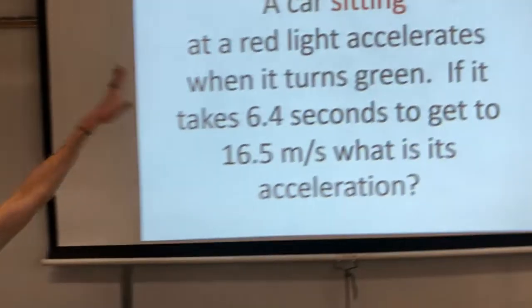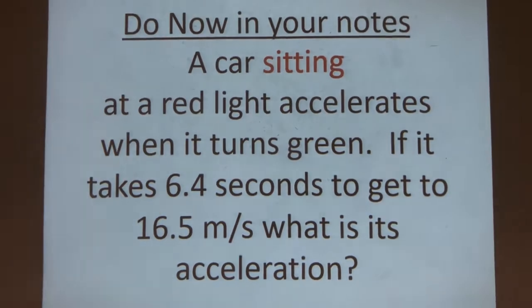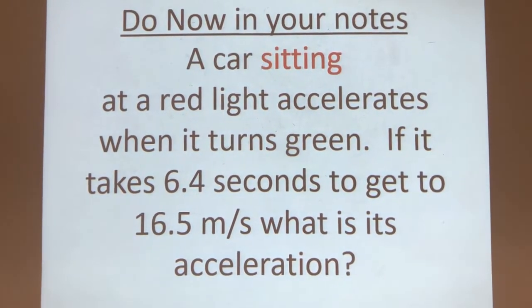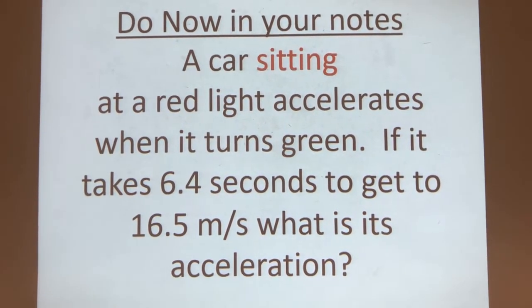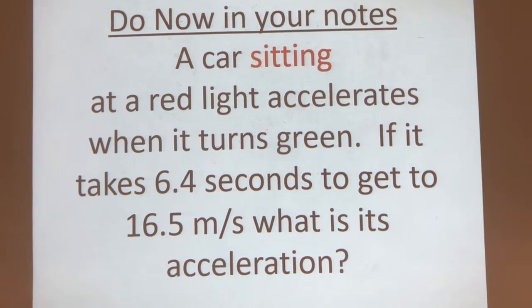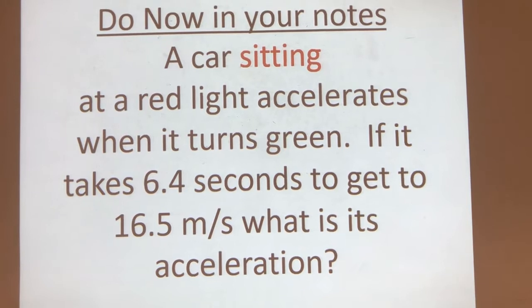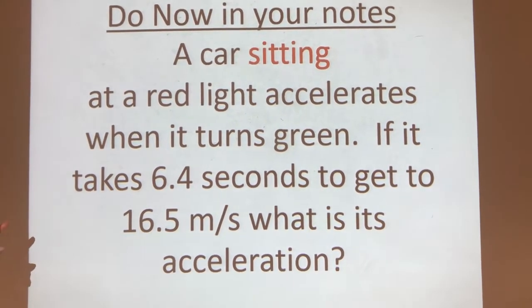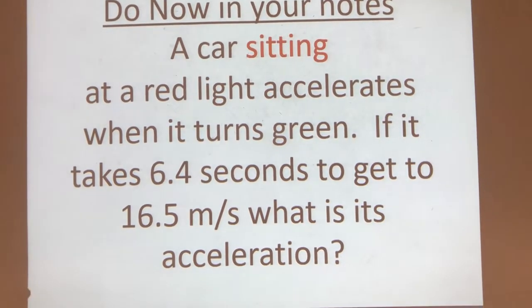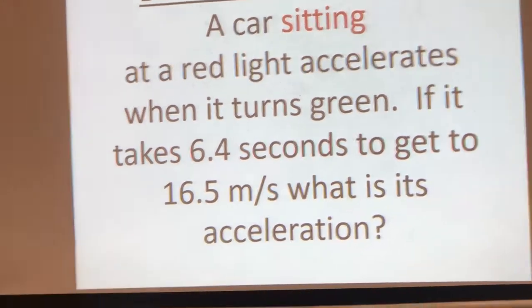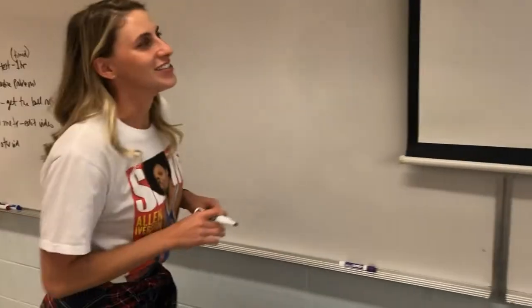Pause the video and do this now in your notes. A car sitting at a red light accelerates when it turns green. If it takes 6.4 seconds to get to 16.5 meters per second, what is its acceleration? Go! You can do this. Come on, do this. All right, now that you have done the problem, have you done it? Pause it, for real. Okay, let's do this.